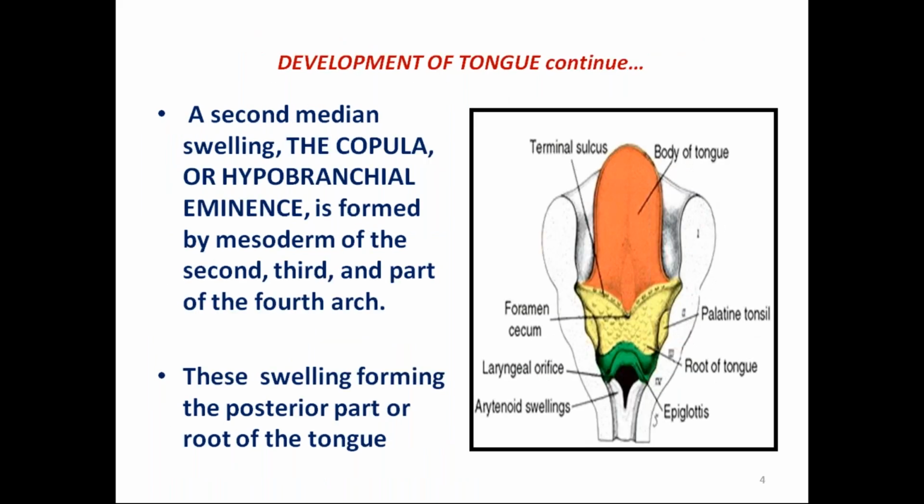So the posterior part of the tongue is also involved. The second median swelling, the copula or the hypobranchial eminence, is formed by the mesoderm of the second, third and fourth arches, and these swellings form the posterior part of the tongue.